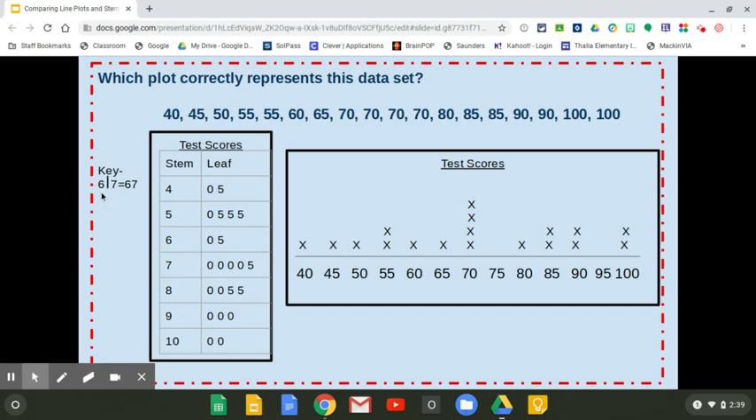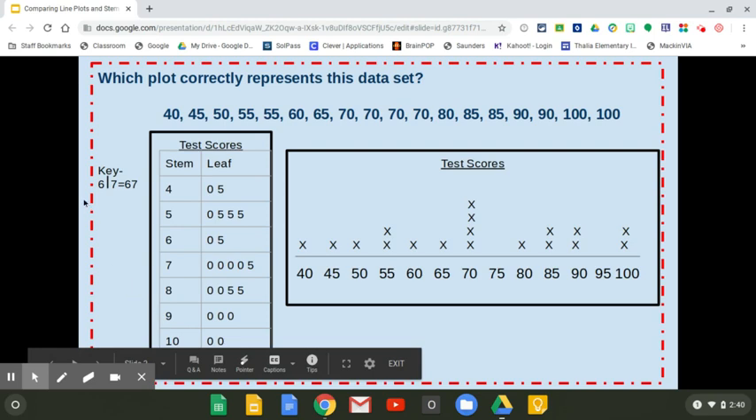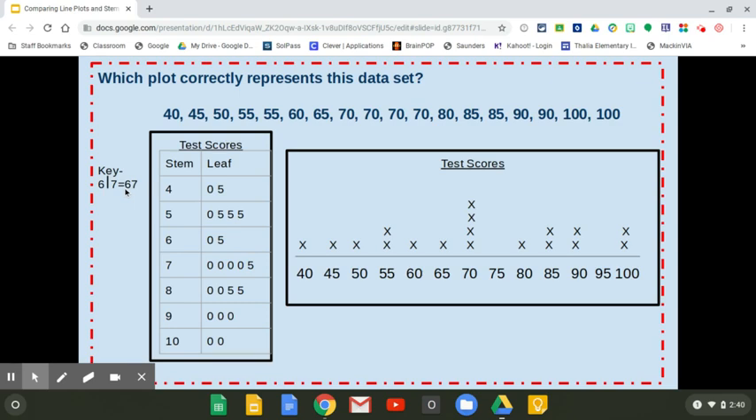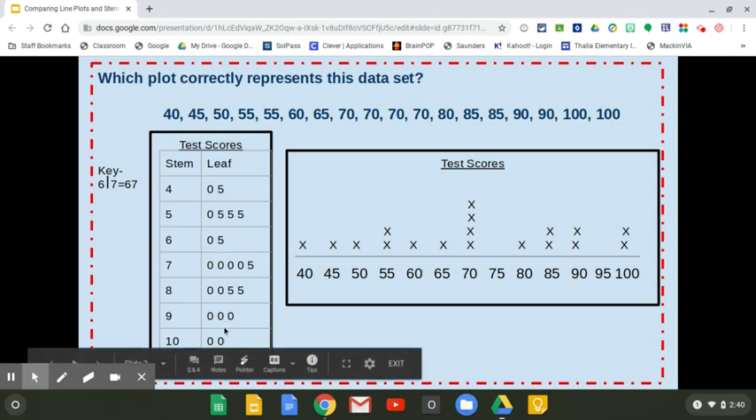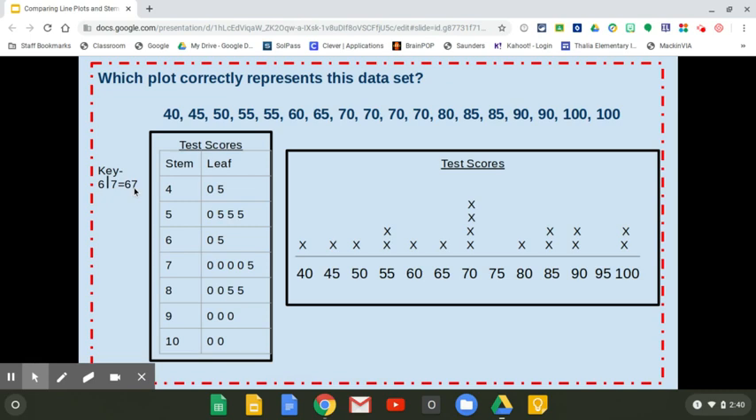Our key shows that 6 separated by a line and a 7 is equal to 67. So that means that all of the stems, which remember are in front of that line, are representing the tens position. And then all the leaves that we see are representing the ones position for place value. So when I take a look at this, the first number is a 4 and a 0, which is 40. So far, so good. 4 and a 5, which makes 45. So far, that's correct.